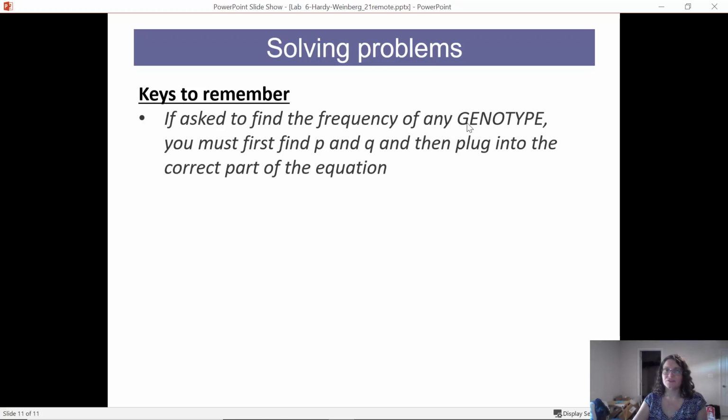If you're asked to find the frequency of a genotype, you have to find p and q and then plug into the correct part of the equation. You have to have p and q to do any of those. If I ask you the frequency of the homozygous recessive and you have q squared, then you can do that, but you have to find p and q to get p squared or q squared.